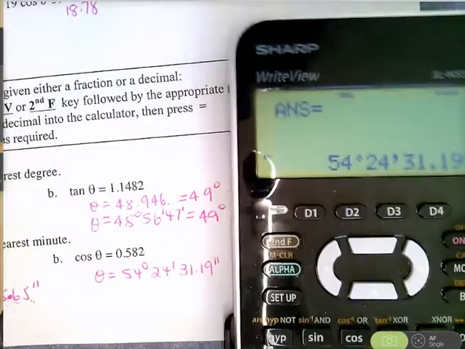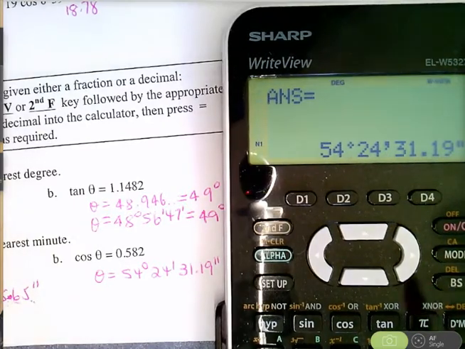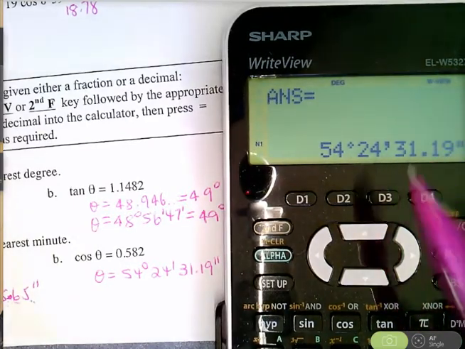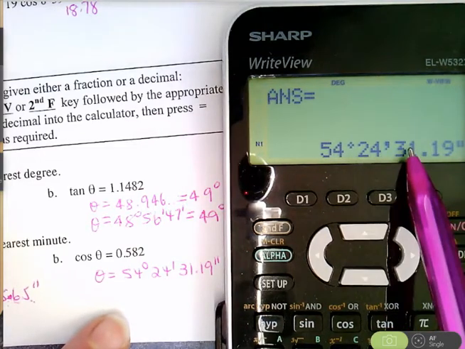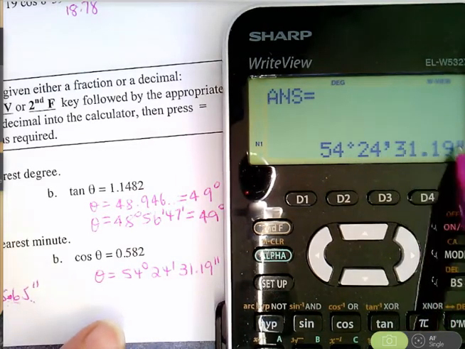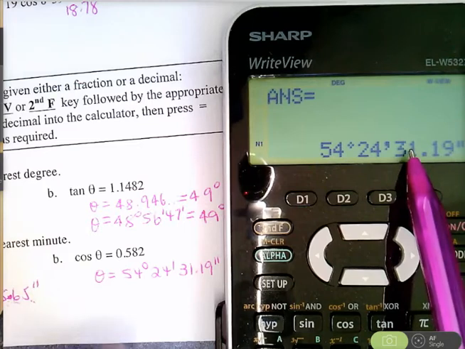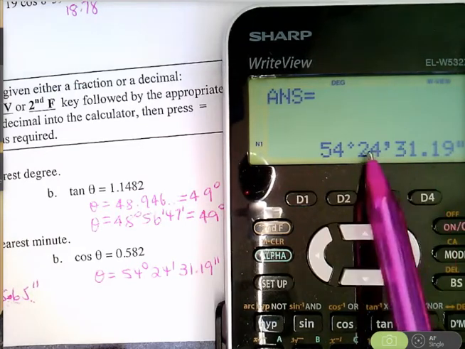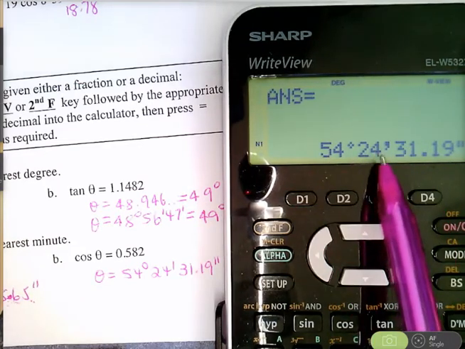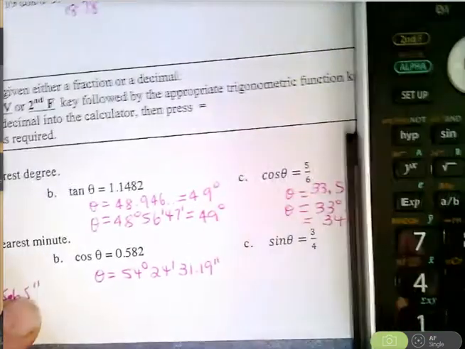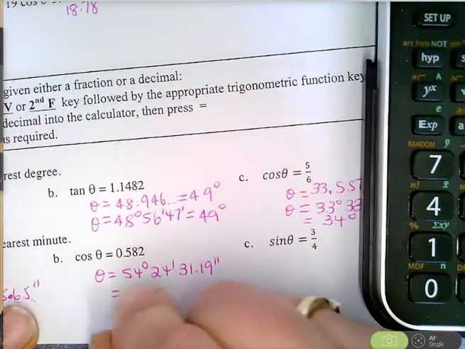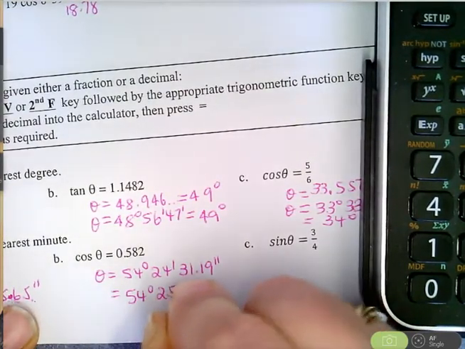So you can see it there. 54 degrees, 24 minutes, 31.19 seconds. Degrees, minutes, seconds. Now 31.19 seconds, or 31 seconds, is bigger than 30 seconds. So the minutes get rounded up to 25 minutes. So it'll be 54 degrees, 25 minutes. So 54 degrees, 25 minutes is rounding that to the nearest minute.